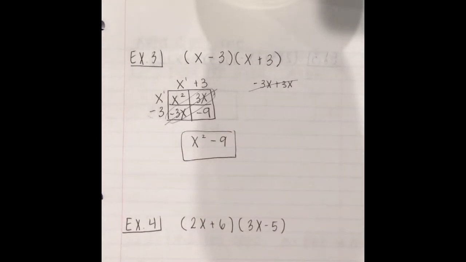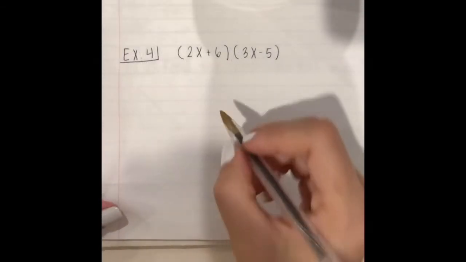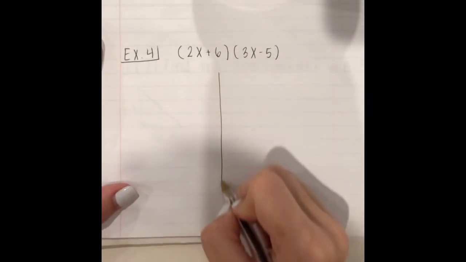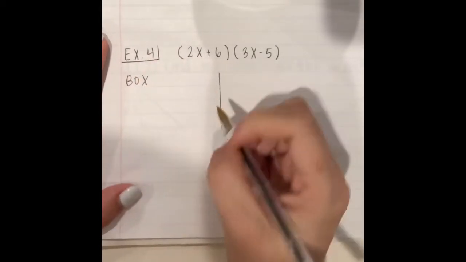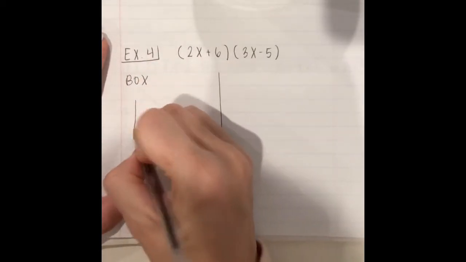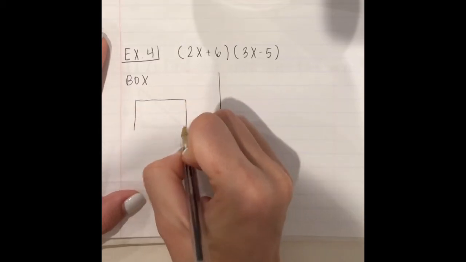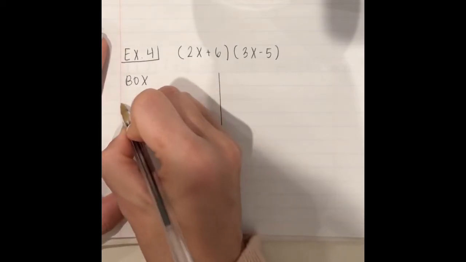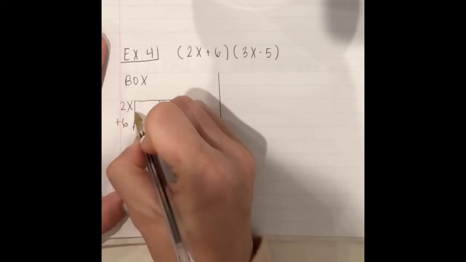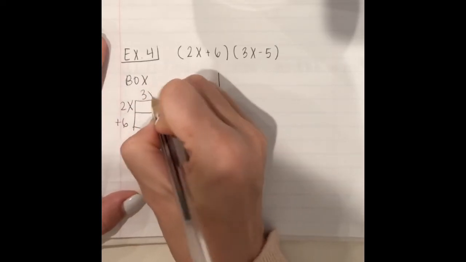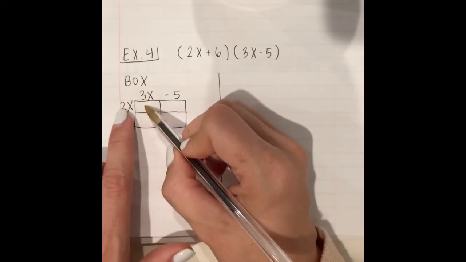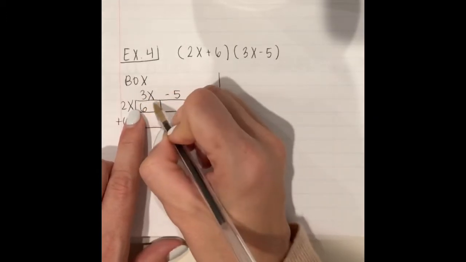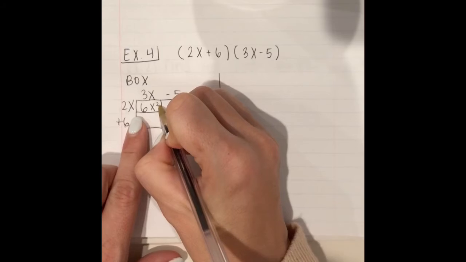And that's it. All right, we can do this one both ways. So, box way, we have a 2 by 2. So I have a 2x plus 6, and I have a 3x minus 5. So first box, we have 2 times 3, which is 6. X times x is going to be an x squared.